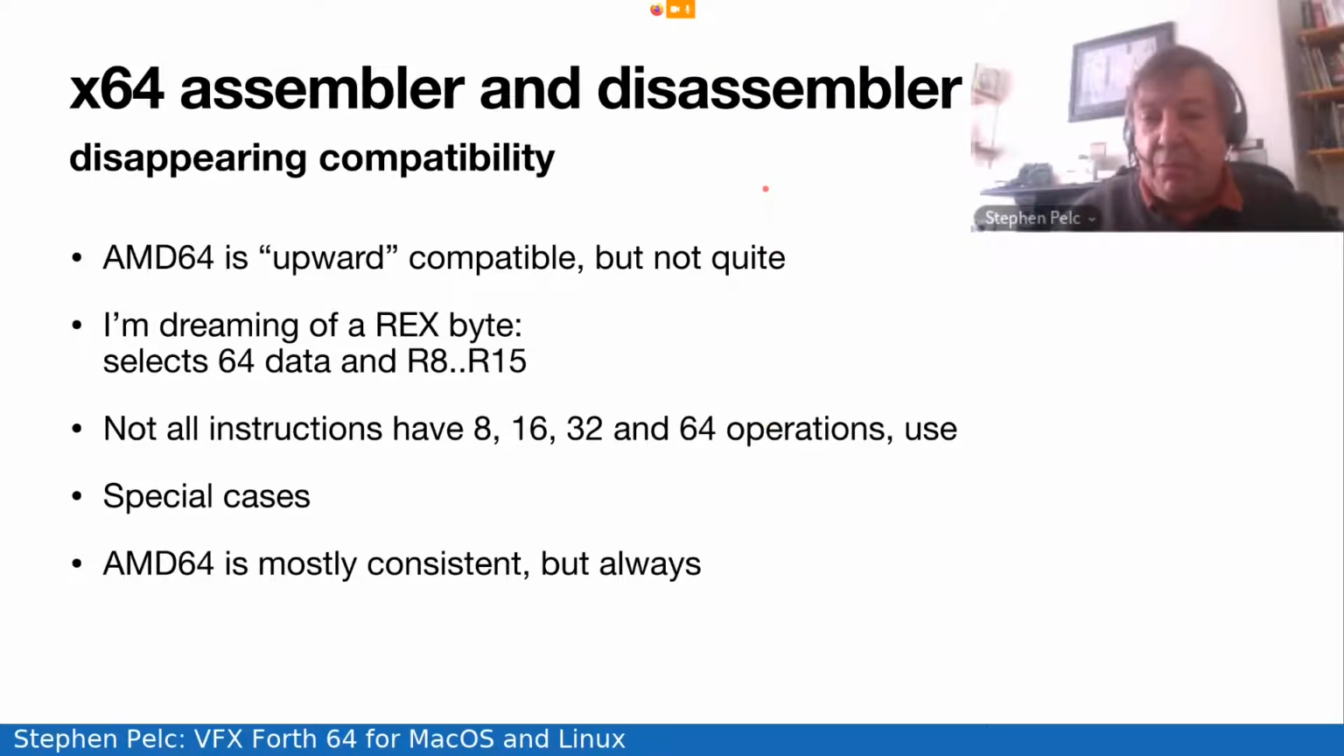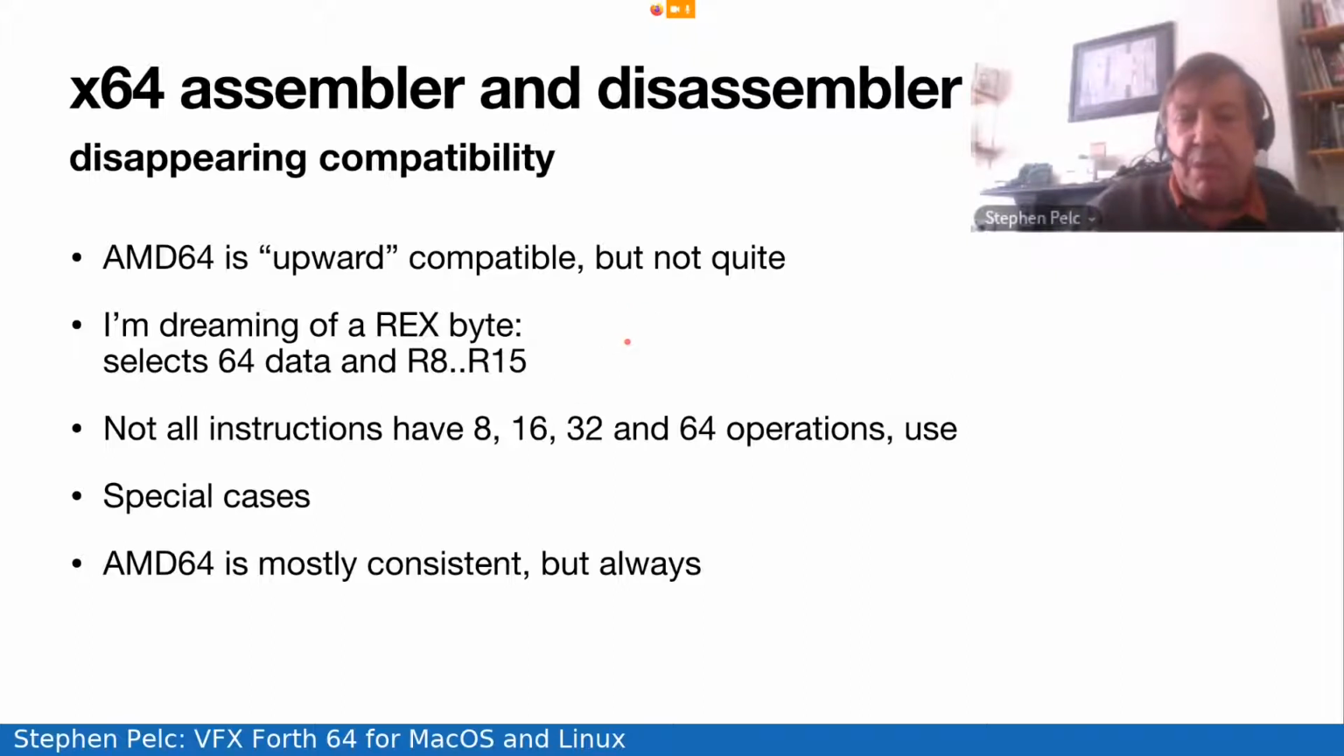AMD is supposed to be upward compatible, but not quite. But anybody who's been through this once or more will know that you end up dreaming of a Rex byte. The Rex byte is the change to the instruction set that has the big impact. It removes the short form INC and DEC instructions from x86 and reuses them for its own purposes, known as the Rex byte. I shall remember 4X for the rest of my life, probably.